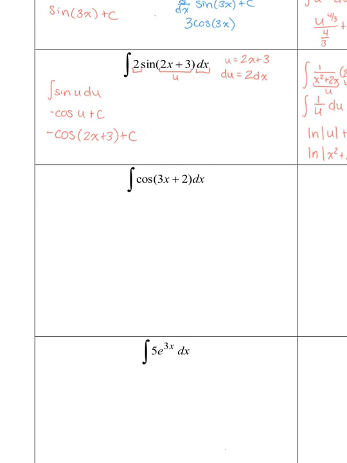So this next one here, cosine 3x plus 2, so the inside function is 3x plus 2, that will be your u. Take the derivative, you get 3 dx. Now do you see 3 dx in the integral? No, you only have dx. So that's what we need over on this side. So I'm going to divide by 3.